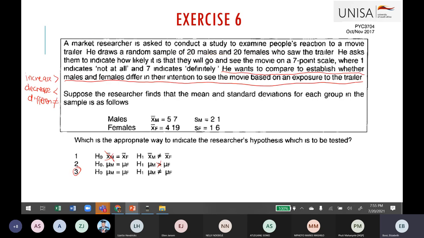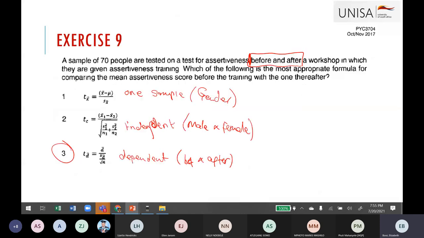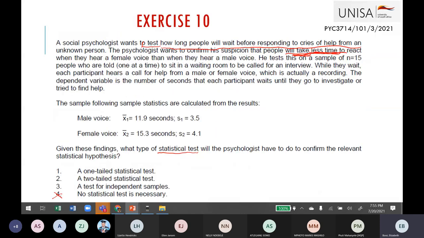Remember when we were doing this activity, I said, look out for words like this in your statement, because they will tell you whether you are doing a one-directional, which is a one-tail test statistic, or a two-tail test statistic. In this statement, nothing different from everything that we have been doing. What type of test statistic? Less time. That's what the researcher wants to prove. It's taking less time, so therefore we're going to be doing a one-tail test to prove that assertion.